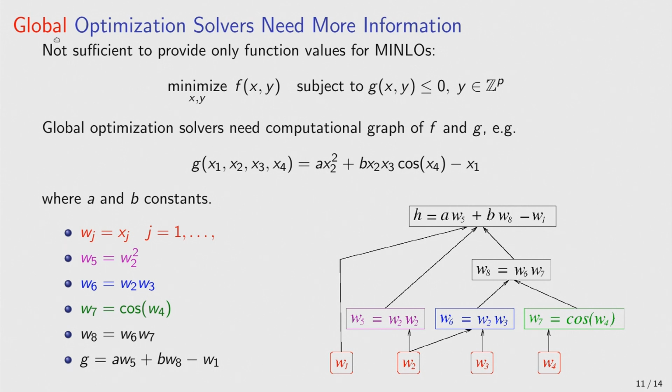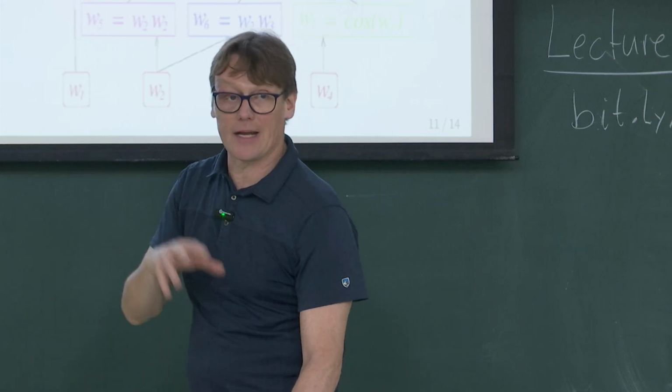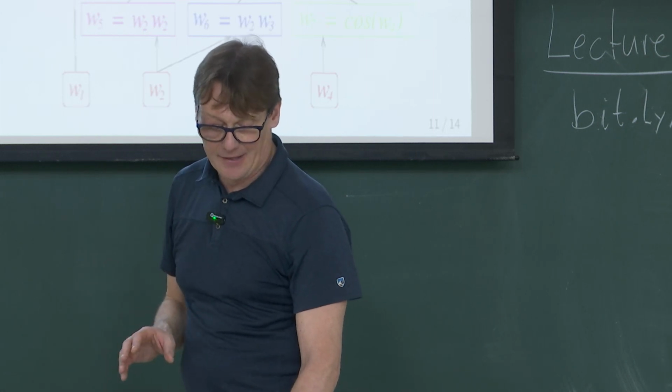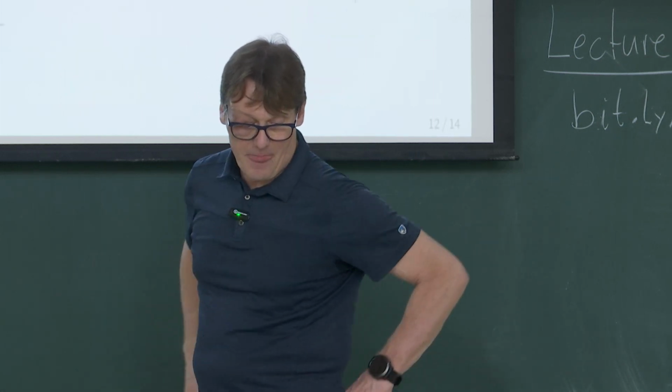It also allows me to easily compute derivatives, because I can use this same computational graph. Moving upwards, I can compute the function value, and then if I reverse it, I can actually compute gradients. So I can go back down and compute gradients, and that's what's done in automatic differentiation. So this is additional information that the modeling language needs to supply to the solver so that they know how to handle these nonlinear functions.